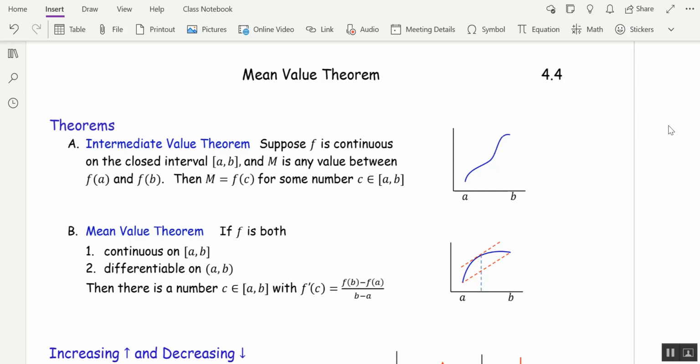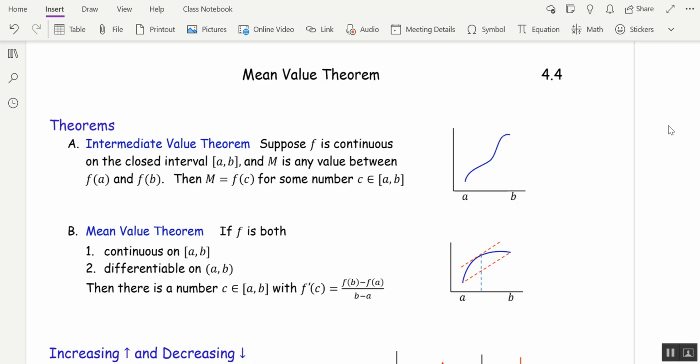Welcome to the mean value theorem. We're actually going to spend more time today talking about consequences of the mean value theorem than we are the theorem itself. But I want to present to you two theorems that we use a lot in mathematics, and I'll have you just read through them, but I'm going to explain them with pictures.